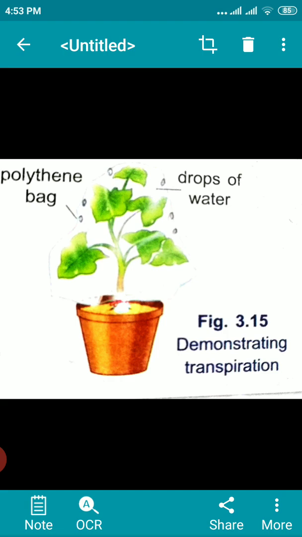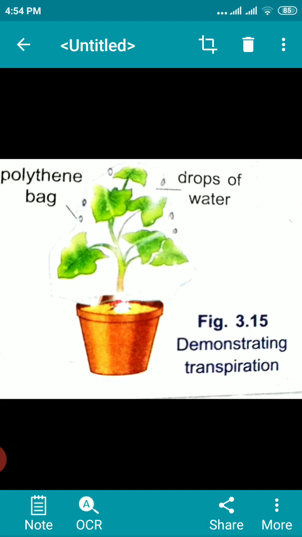Observe the inner surface of the bag after some hours. You can see the water droplets inside the polythene bag. So where did these water droplets come from? From the plant, the leaves evaporate out, otherwise they remove extra water from the plant through the leaves, through the stomata. So from this we can say that plants give off water in the form of water vapor in the process of transpiration.